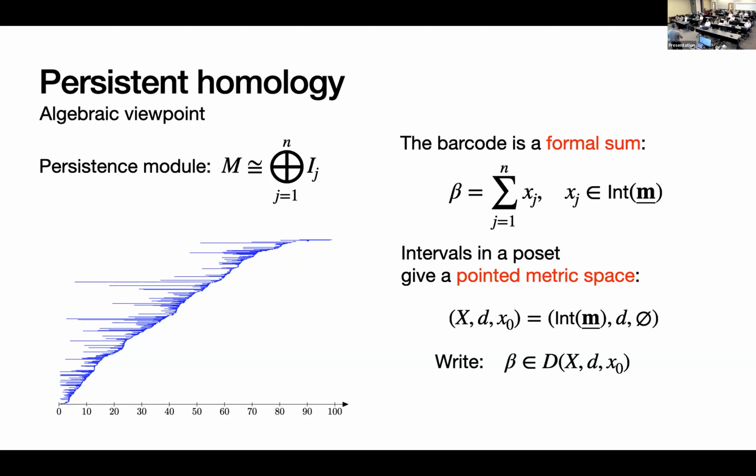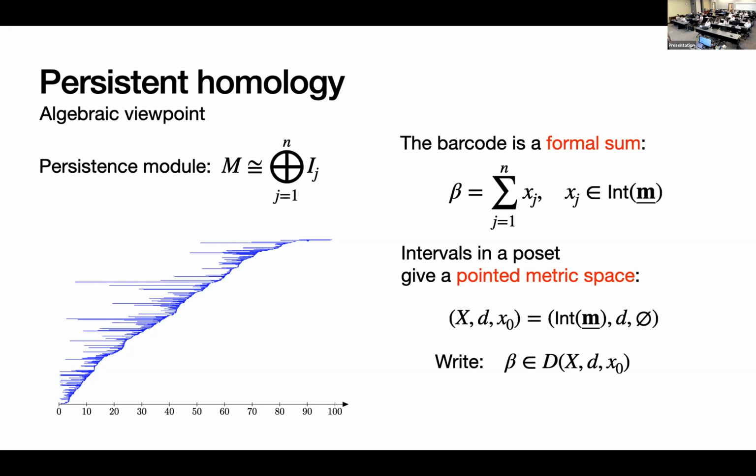And now I'd like to advocate for the use of a synonym for multiset, which I think is much better. Multisets are formal sums. So instead of writing them as a collection over an index set or a disjoint union, we're going to write them as a formal sum. So that's what we have here. Beta, our barcode, is a formal sum of intervals. Notice each of the x sub j's is an interval in our totally ordered indexing set.